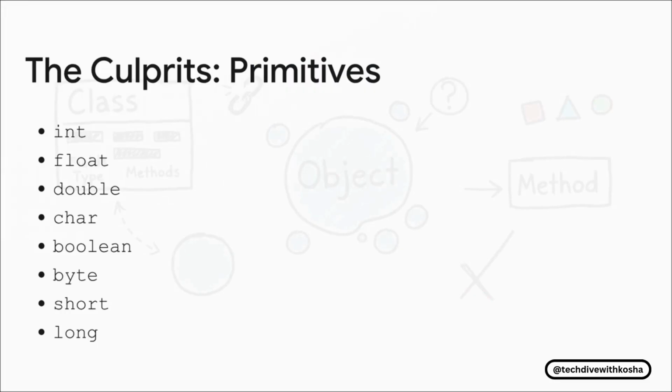So who are the offenders? Well, it's this lineup right here. Java's 8 primitive data types. We're talking int, float, boolean, all these guys. They are not objects. They don't have a class, they don't have methods you can call on them. They're just simple, raw values.